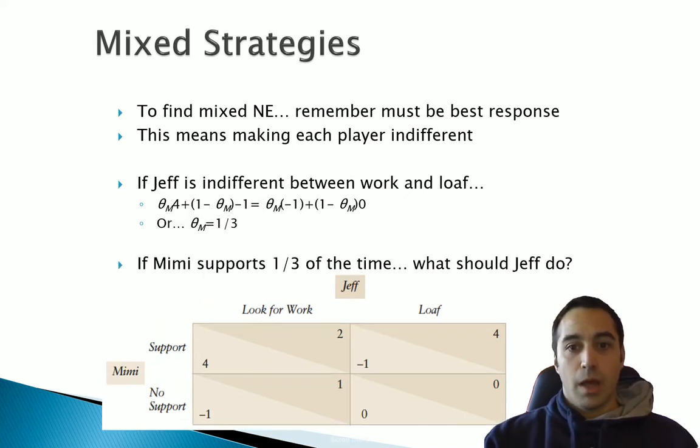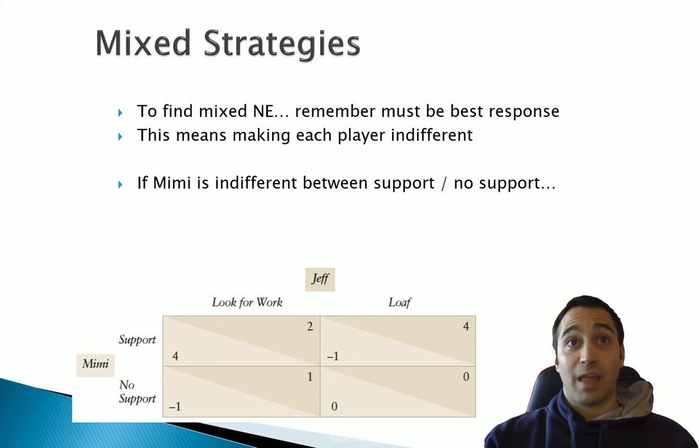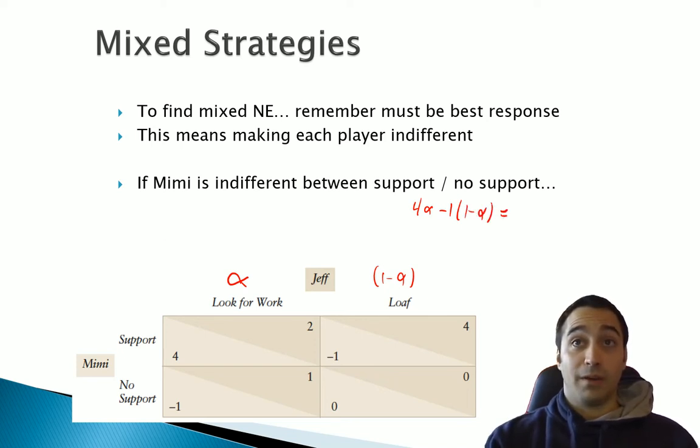Hey, look at that. Then, all we have to do is the same thing for Jeff. Let's have Jeff find some alpha be the probability he looks for work, and 1 minus alpha the probability he loafs. He's going to pick this alpha such that Mimi doesn't care if she supports him or not. First thing we should ask is what is Mimi's utility if she supports him and he plays this game? Well, she'll get 4 alpha of the time, minus 1 utility, 1 minus alpha of the time. That must be equal to alpha times -1 plus 0.